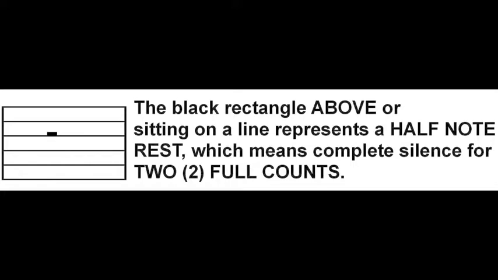It kind of looks like the whole note rest, except the difference, do you see how it's sitting above the line? So the black rectangle that you see, anytime you see it sitting on a line, it's a half note rest. So that's going to be complete silence for 2 full counts. And at the expense of being redundant, the reason I'm overstating things is because in future lessons, there's going to be less explanation given, where you're expected to know exactly what something is by the way it's notated. And that's why I'm doing this.